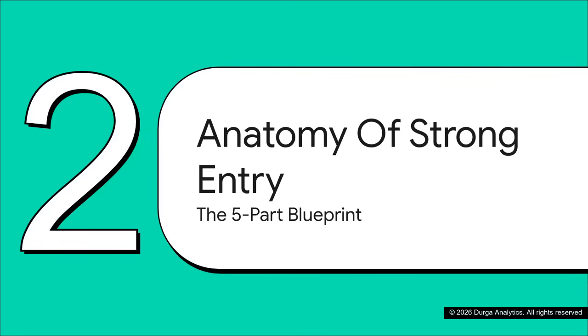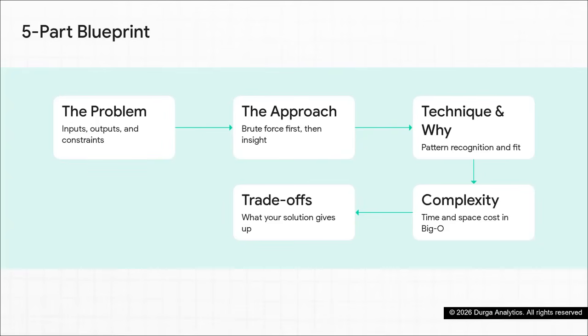Moving to Section 2, Anatomy of a Strong Entry, the 5-part blueprint. Out in the real world, a working block of code is practically useless without documentation. So every single entry in your portfolio needs to follow this strict 5-part blueprint to tell the story of your problem solving. Step 1 is the problem itself, clearly defining your inputs, outputs, and constraints.